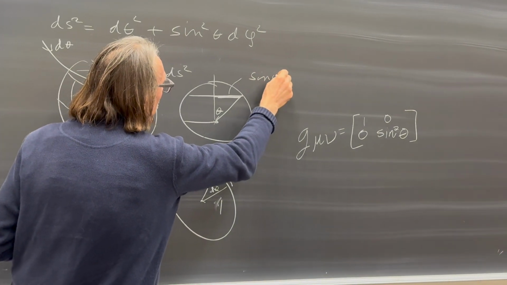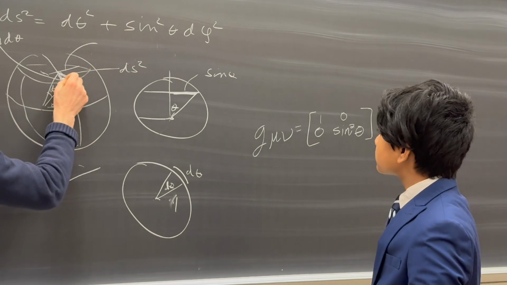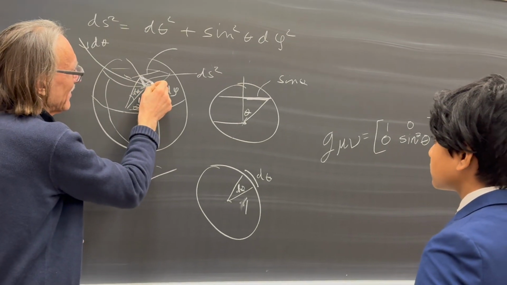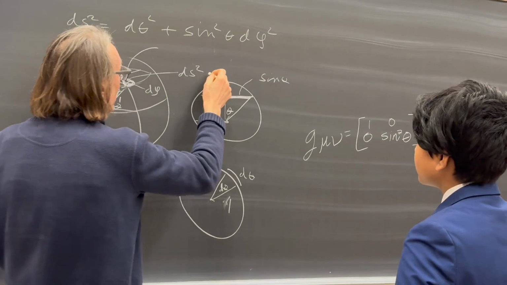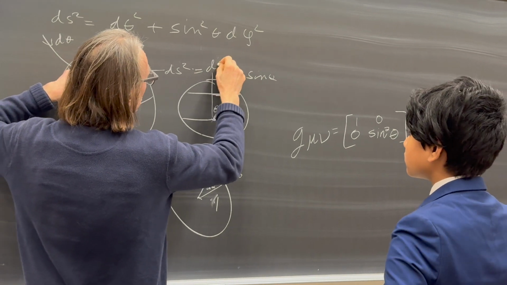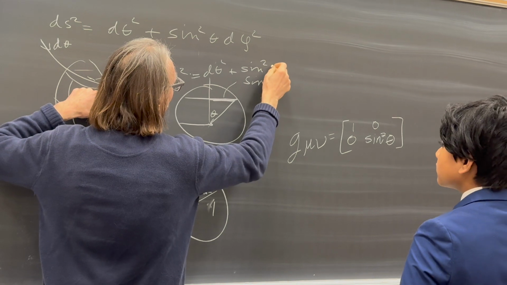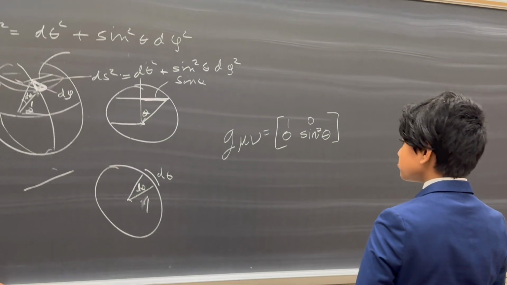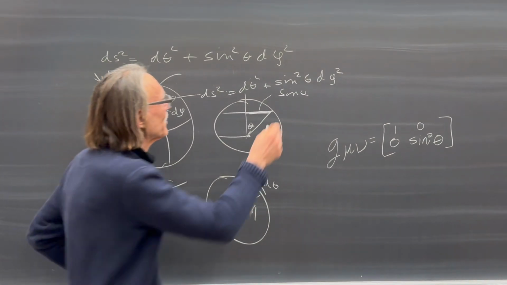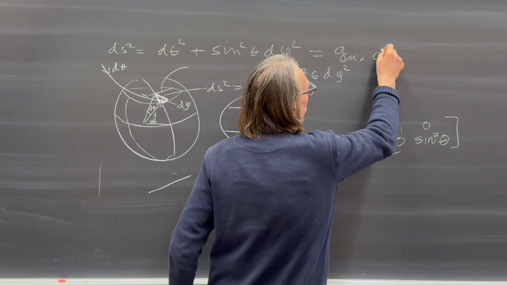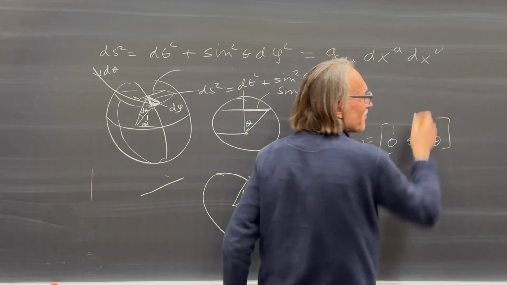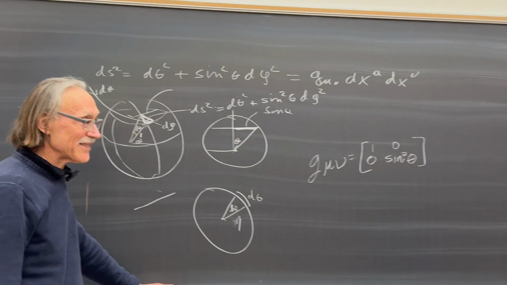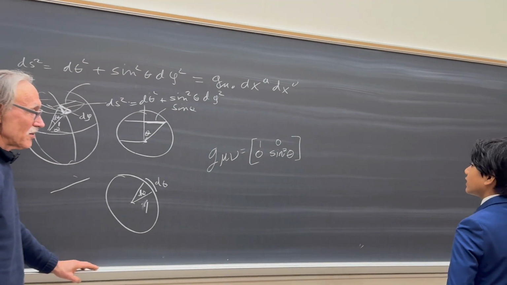So this length is sine theta, and now I go here by a small angle d phi. Then this length is sine theta d phi. Using Pythagoras, that is d theta squared plus sine squared theta d phi squared. So this is just Pythagoras' theorem on a sphere. And that is why this is the metric, because you can also write it as g mu nu dx mu dx nu, and then you can just read off the metric in coordinates theta and phi. Okay, I think I have it.